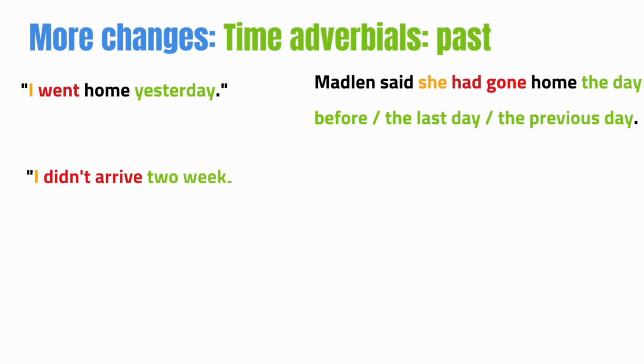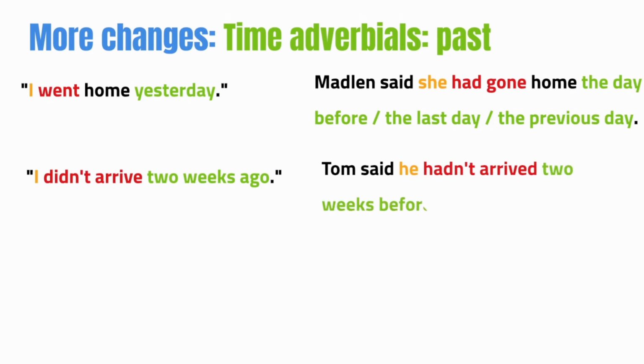I didn't arrive 2 weeks ago. In reported speech, the time adverbial in the past turns into: Tom said he hadn't arrived 2 weeks before. So you don't use ago in the reported speech sentence. You use something with before.